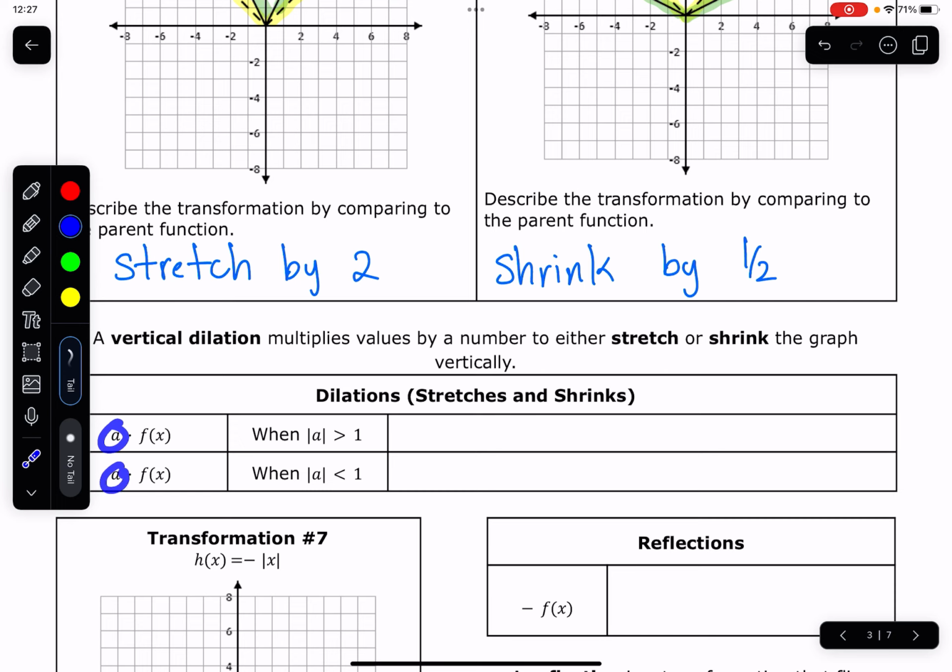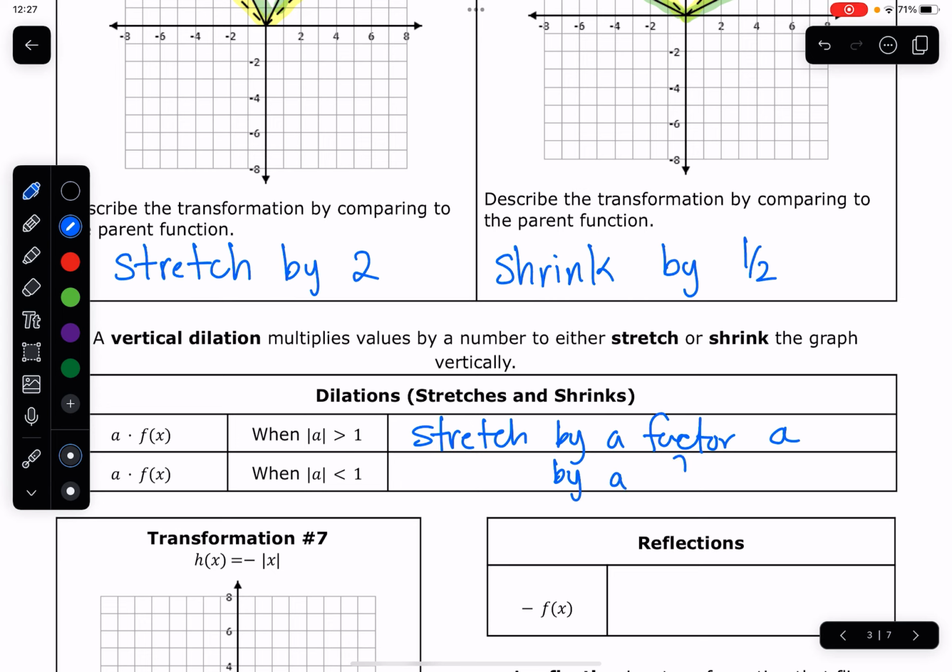So if we're multiplying by a value of a, and that value of a is a number greater than 1, then that's going to result in a stretch by a factor of a. That's the terminology that we use. And if we multiply by a value of a, again by a factor of a, and that value of a is a number less than 1, so again, that's what this one's saying right here, when a is less than 1, then we're going to end up with a shrink. So we're going to shrink the graph by a factor of a.